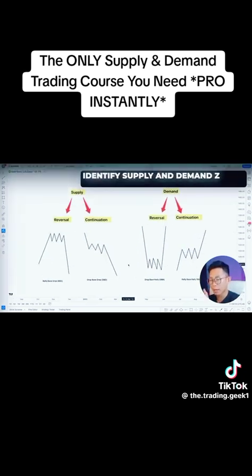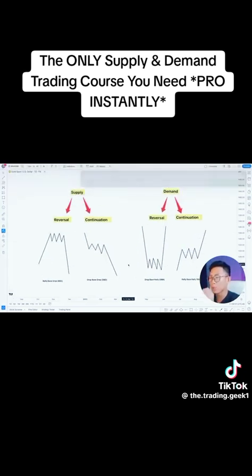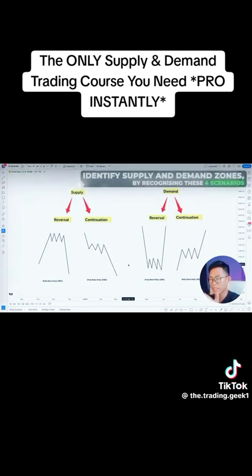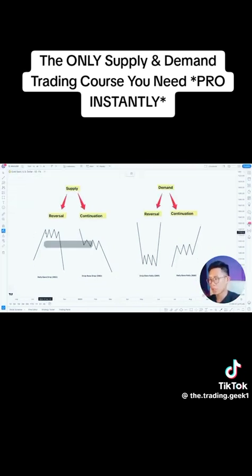So to identify supply and demand zones, you want to look for any one of these 4 scenarios that you can see right here. So for example, when you see this on the charts, you will know that somewhere around here, this is your supply zone.